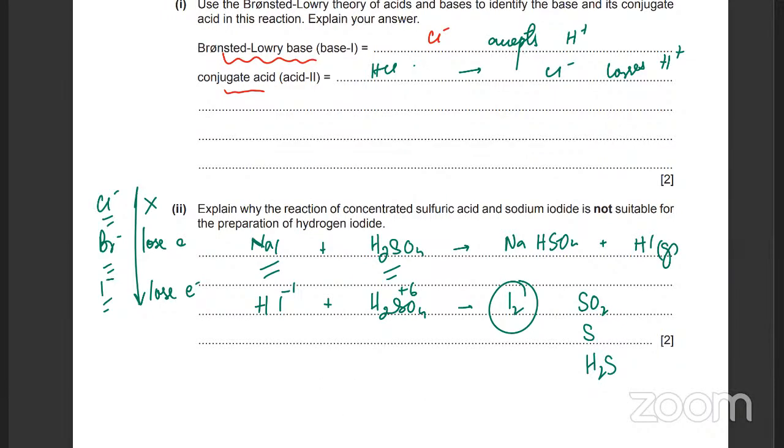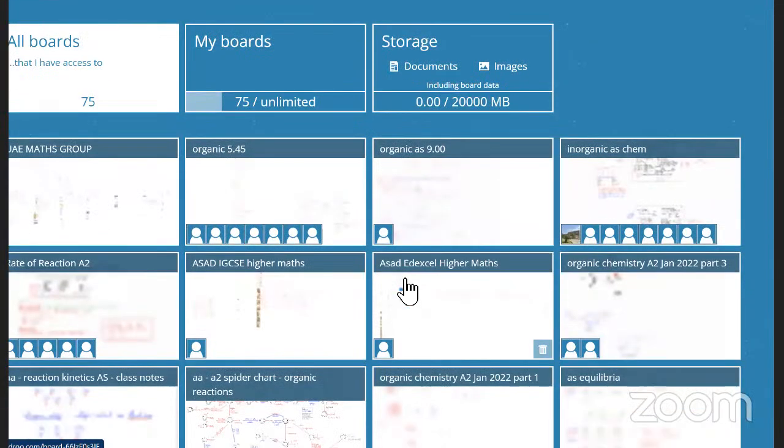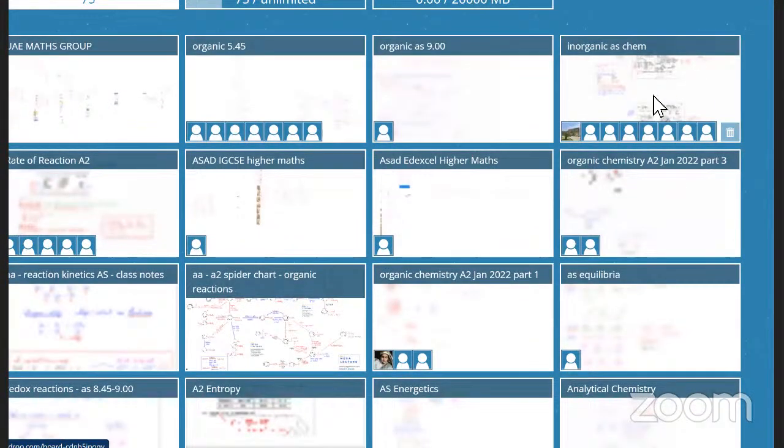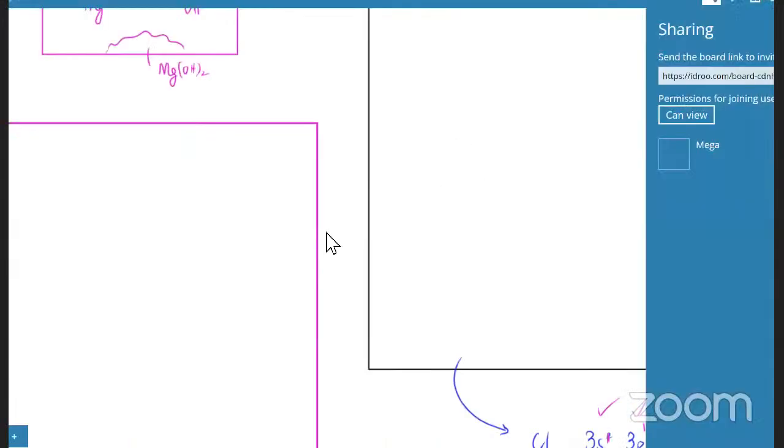So remember your reactions, especially this one, it comes up very often, okay? Especially related to concentrated sulfuric acid. We can go over this one more time.